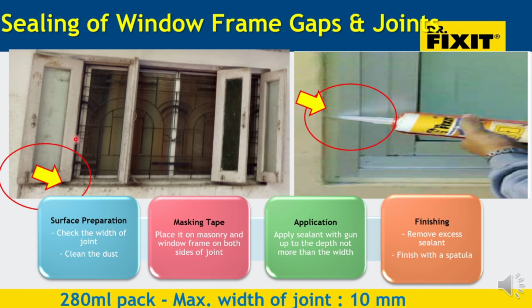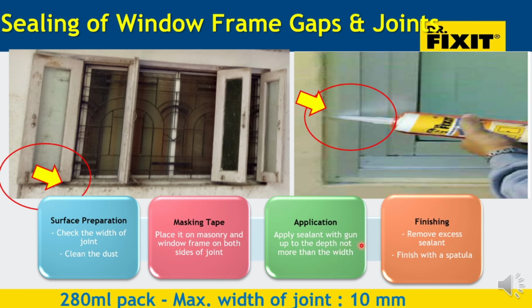So how to treat this? First, the same way, clean the width of the joint, clean the dust, clean with water and make it completely clean. Remove everything, dust particles. Use masking tape, place it on the masonry wall and window frame on both sides of the joint. Then apply sealant with a gun as shown in this image.